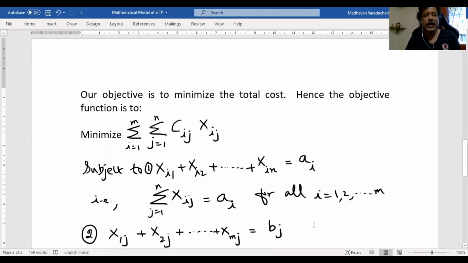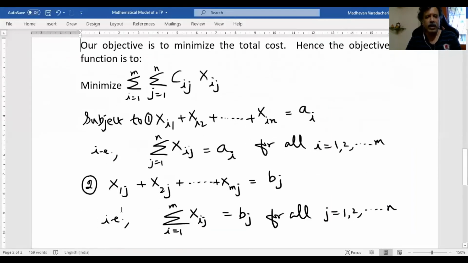This takes care of one of the conditions of your basic feasible solution, which is that row constraints should be met. Whatever we are allocating in each row should match up with the total of that particular row, or the supply quantity of that particular row.